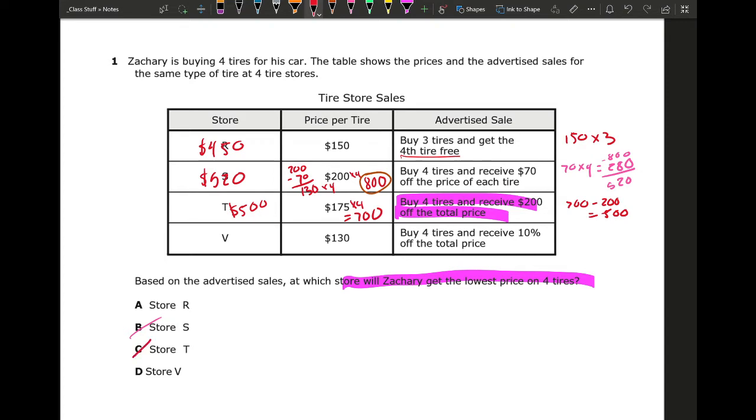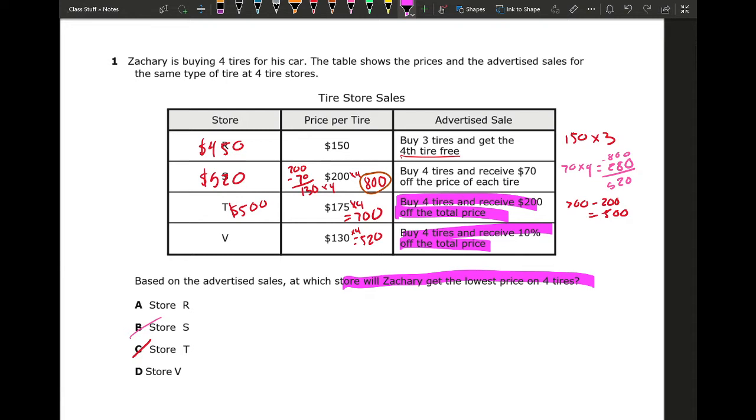Now let's see store V. It says $130 per tire. So if you buy 4 tires, you're going to spend how much? $520, right? If you multiply 130 times 4, you get $520. But then they're going to give you 10% off the total price if you buy 4 of them, right? So you've got to find the markdown.